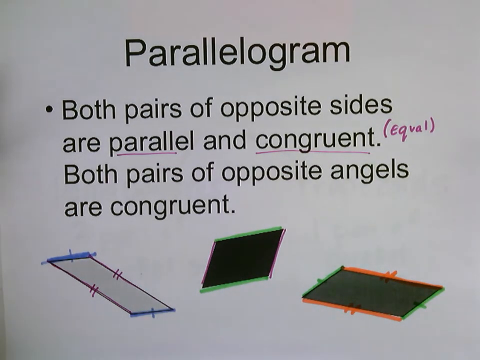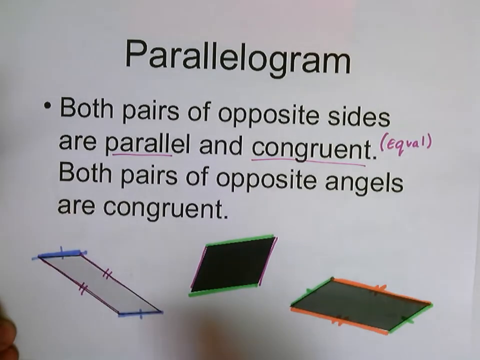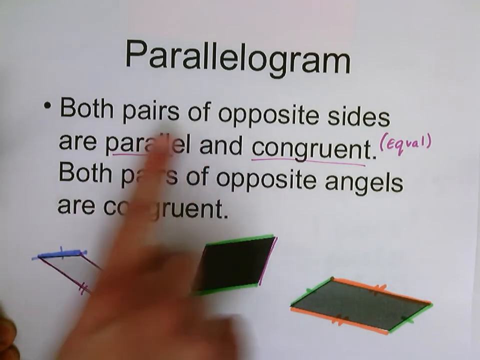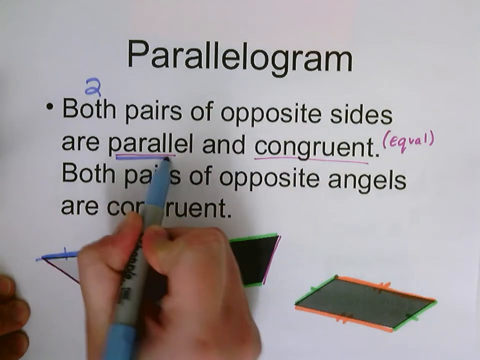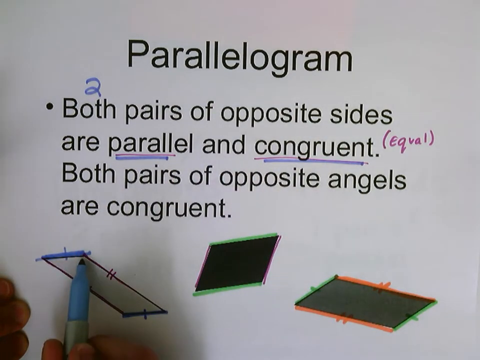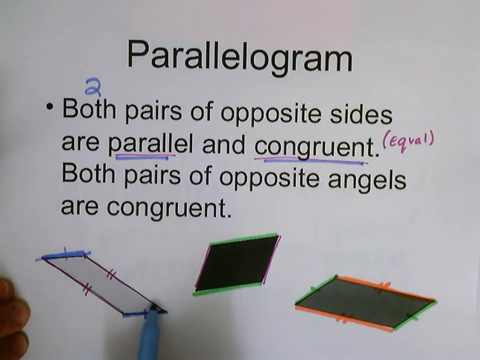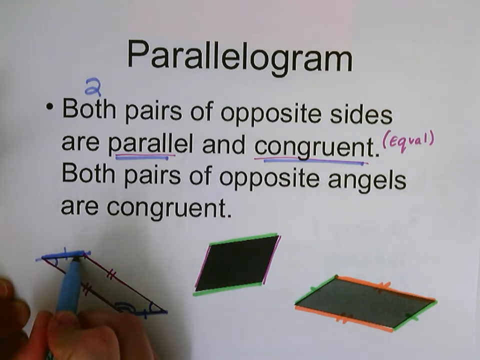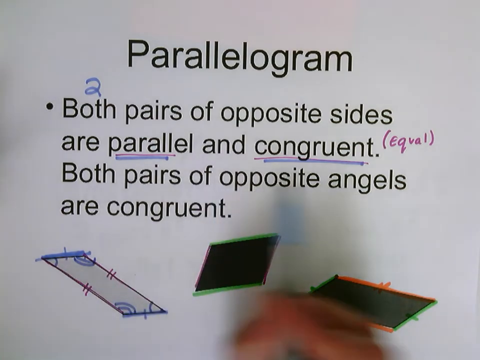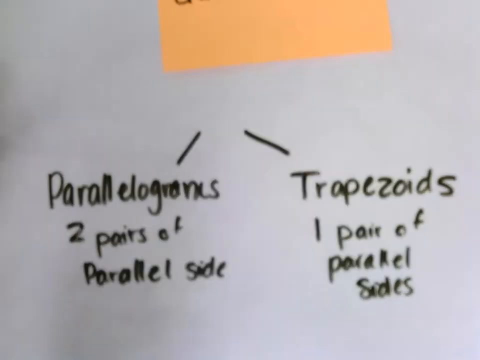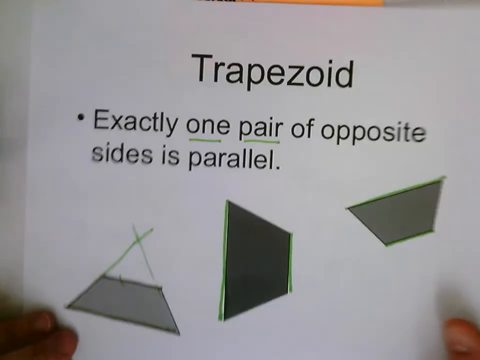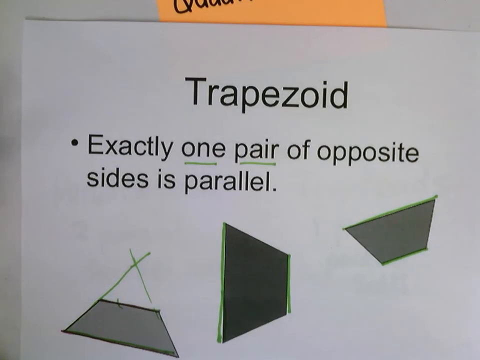All right, so today we talked about parallelograms, which have two pairs of opposite sides that are parallel and congruent. Same thing, the opposite angles. This angle and this angle are congruent to each other. This angle and this angle are congruent to each other. Opposite angles are congruent or equal. And we talked about trapezoids. Trapezoids have one pair of opposite sides that are parallel.